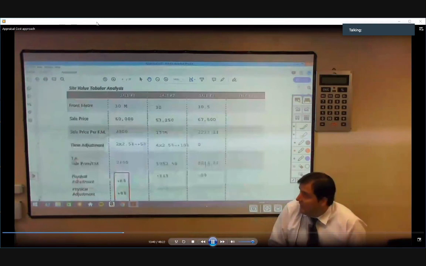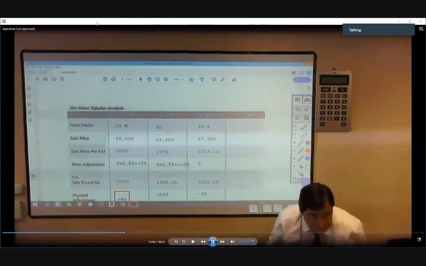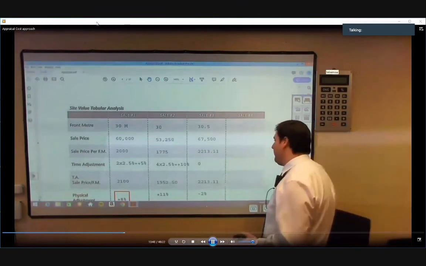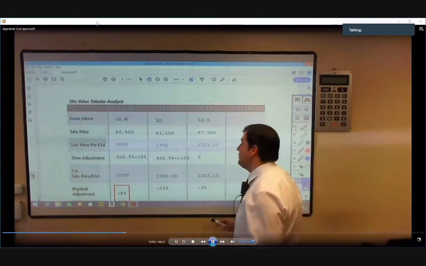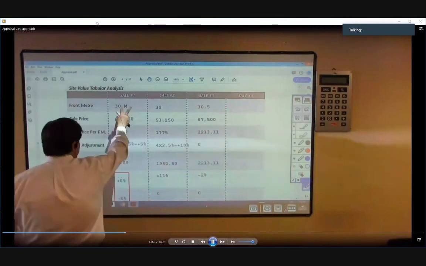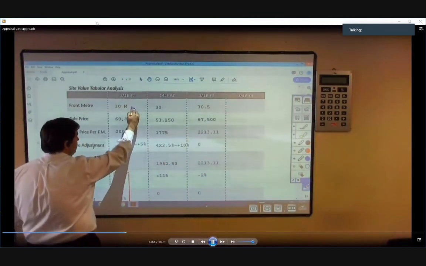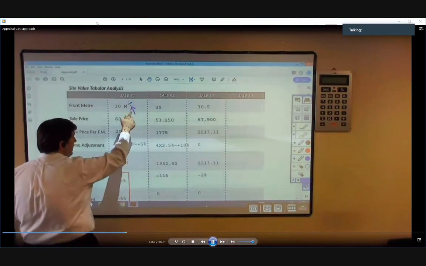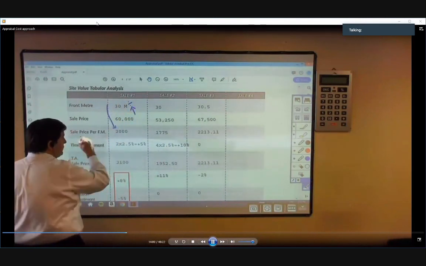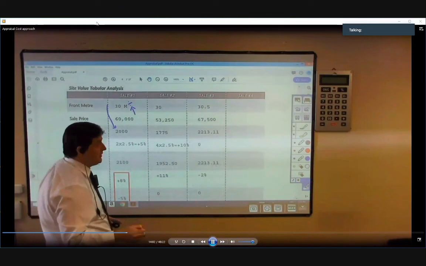Guys, unfortunately, they're not going to give you this chart, so you have to memorize it. So you have to know what to do. I'm going to show you what to do. So how much is sold the first one? 60,000. What was the frontage? So you have to divide by the frontage. So 60,000 divided by 30 is going to give you 2,000 per front meter.